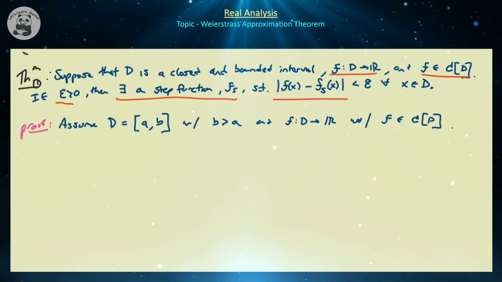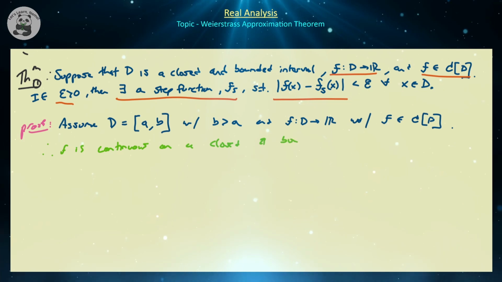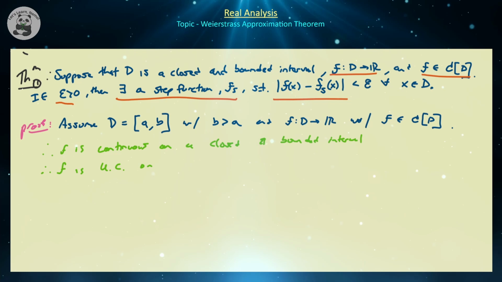So what do we have in terms of assumptions? We have that f is continuous on a closed and bounded interval. That much is given to us. So since f is continuous on a closed and bounded interval, that means that f is uniformly continuous on that closed and bounded interval. So if it's uniformly continuous on its domain, then what do we have?